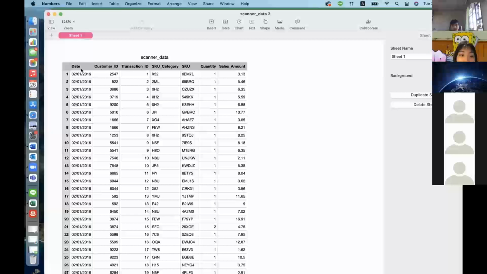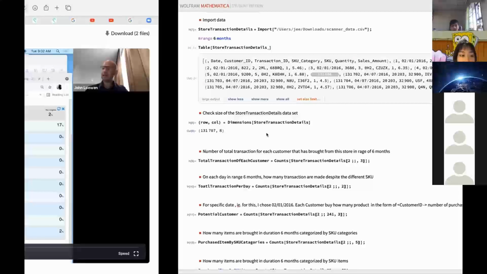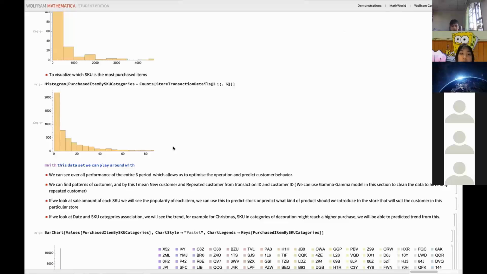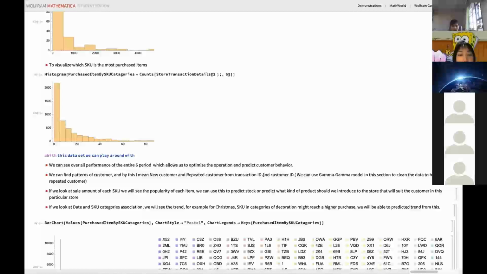It tells you the customer ID, transaction, SKU, quantities, and sale amount. My plan is that since this set of data contains more information, there's a lot more to play around with. First of all, you can see the overall performance of the 6 periods. It allows us to optimize the operations and predict customer behaviors.